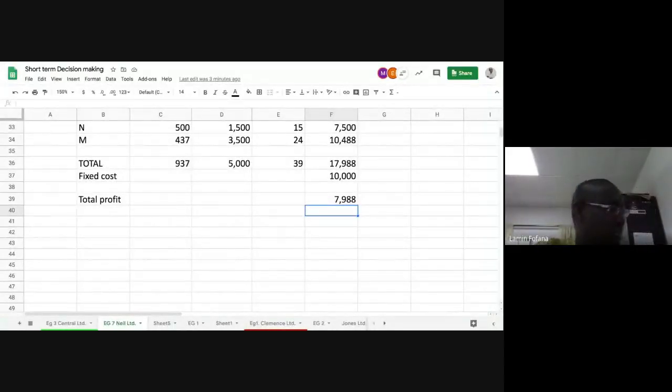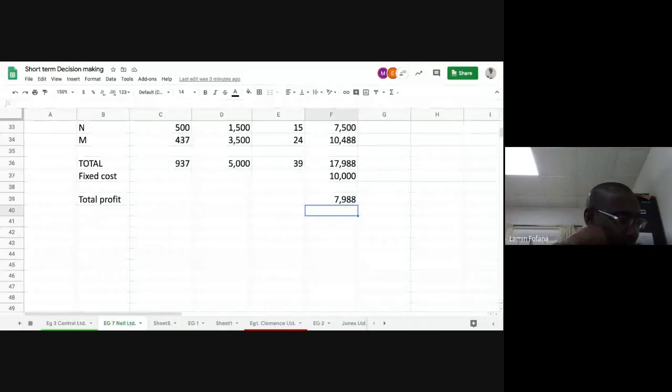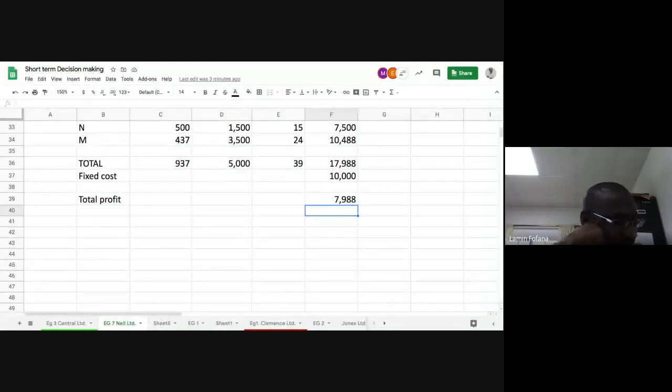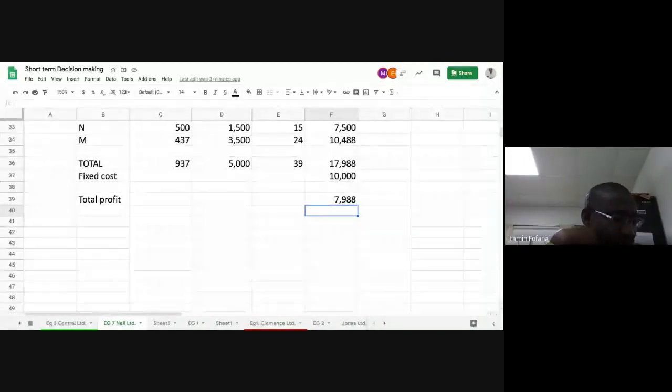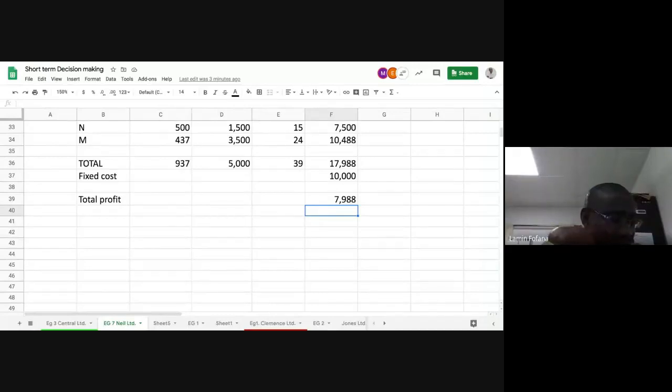6B, Nil Limited. The B part says, using the previous example, Nil Limited is now able to buy in the products at the following cost. Products M and N, purchase price per unit: 24 for M and 21 for N. What is the revised production schedule and the maximum profit earned? Based on this data, it's asking us to calculate our revised production schedule and the profit also.